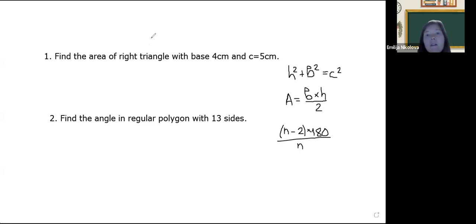Yes, can you use the microphone? It's easier. In the first one, we are missing the height, so this one is unclear. We know the base is 4, and we know that C is 5. Don't forget, you need to square them. When you square a number, you multiply it by itself, not by 2, by itself.